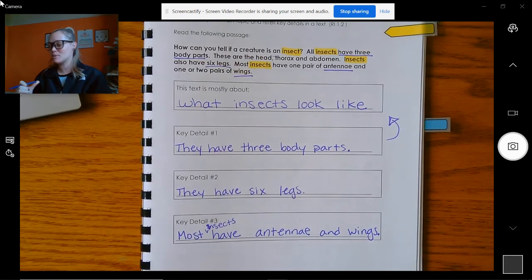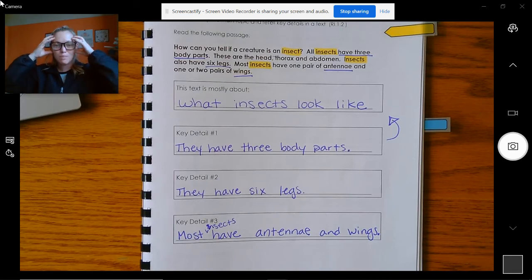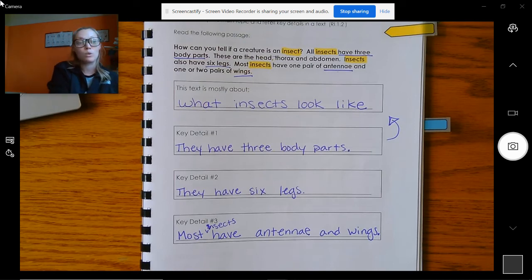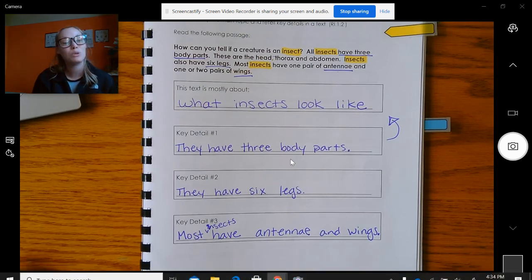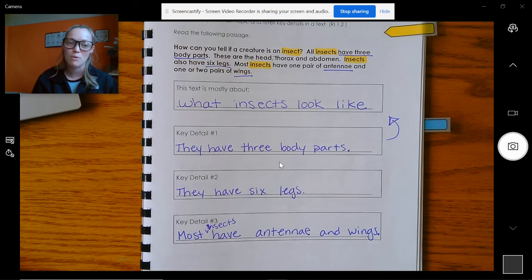Nice job following along. And as you read nonfiction text, be thinking about what's it mostly about and what's important to remember, because our brains can't hold everything in. This will help you understand and remember facts from an informational text that gives you lots of information. It will help you remember some of those facts better.